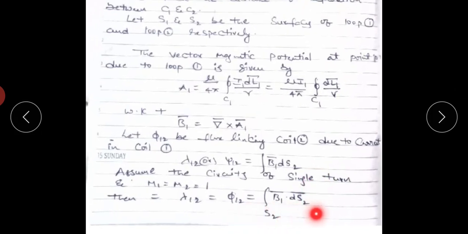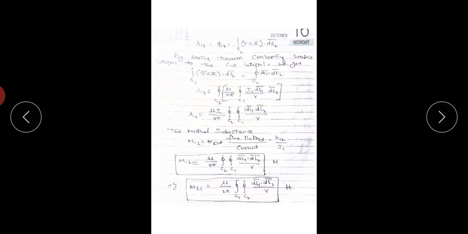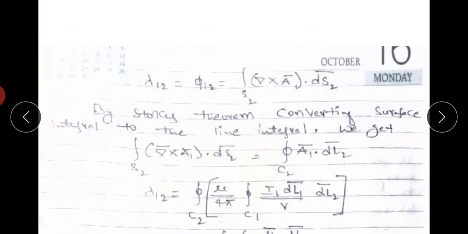Number of turns into flux equals flux linkages. Here number of turns equals 1, so flux linkages equals flux. So phi 12 equals surface integral B1 bar dot ds2 bar, but B1 bar equals del bar cross A1 bar. By substituting B1 bar, phi 12 equals surface integral del bar cross A1 bar dot ds2 bar.